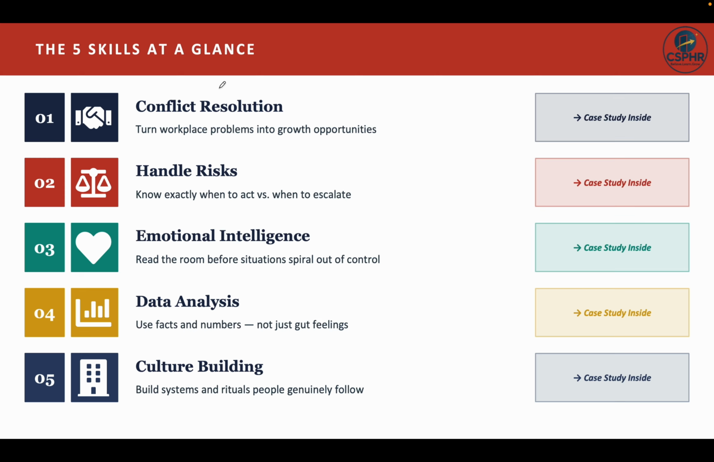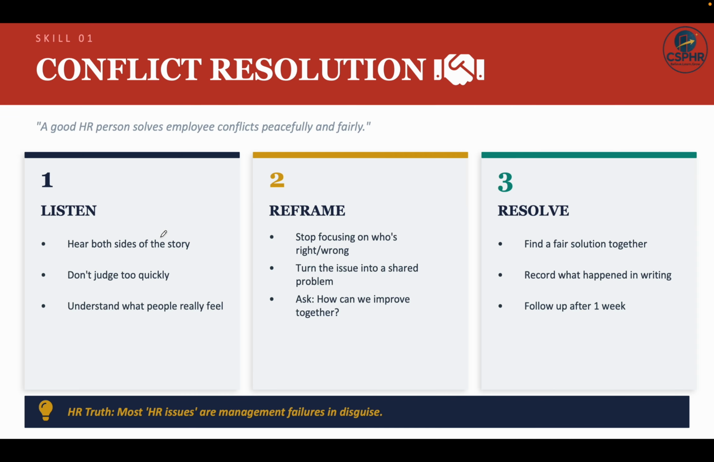Now let's talk about the 5 skills. Okay, conflict resolution, then handling risk, emotional intelligence, data analysis, and culture building. So these are the 5 skills in which, as an HR generalist, they have to be perfect. Okay, so if you are looking for an HR generalist profile, you should know these 5 points. Now let's talk about them one by one.